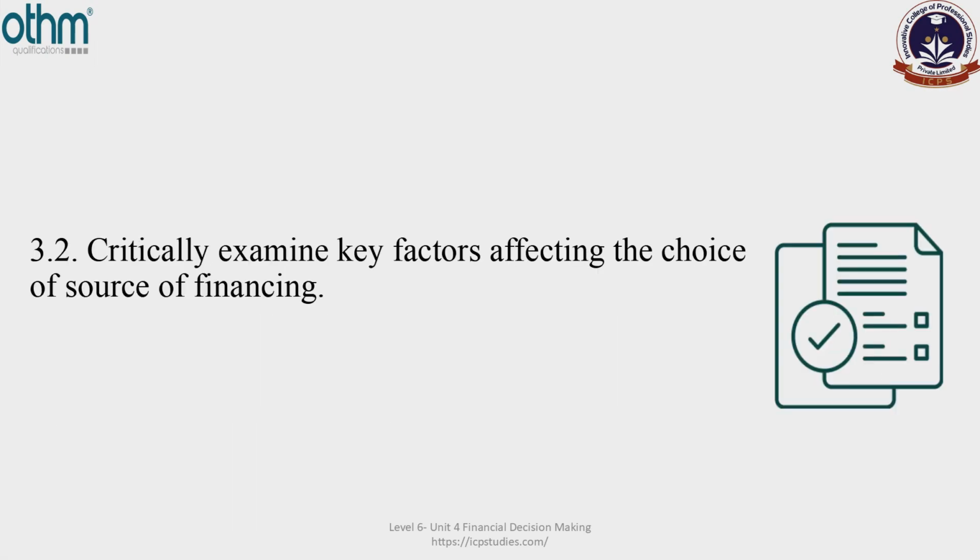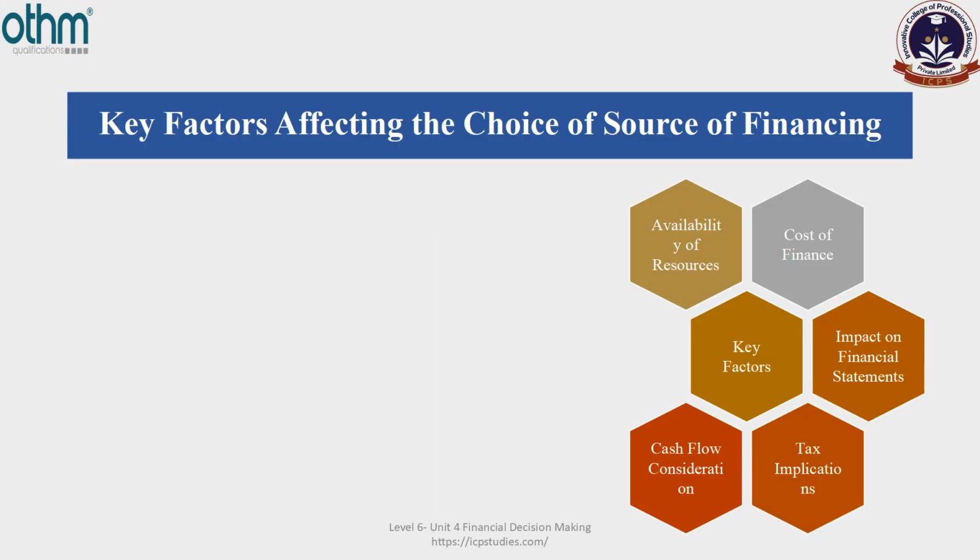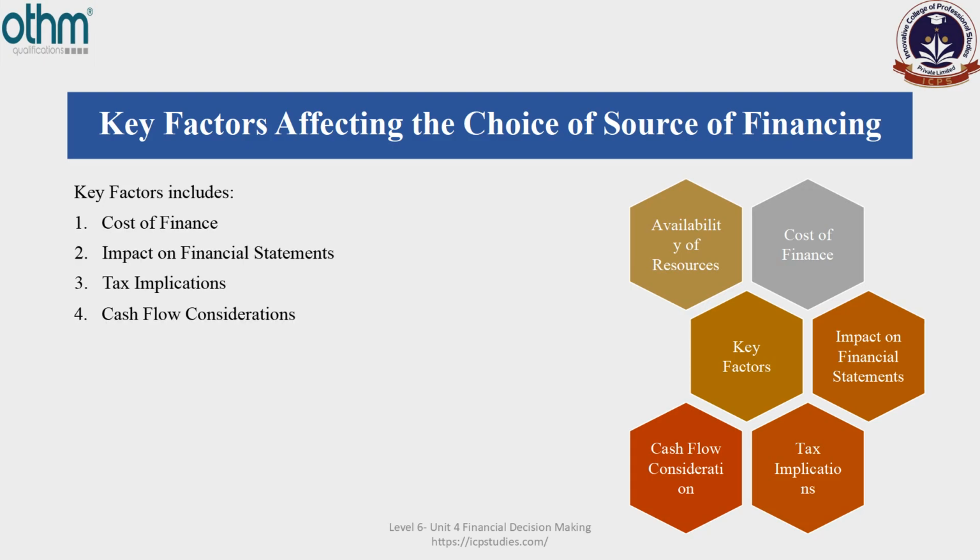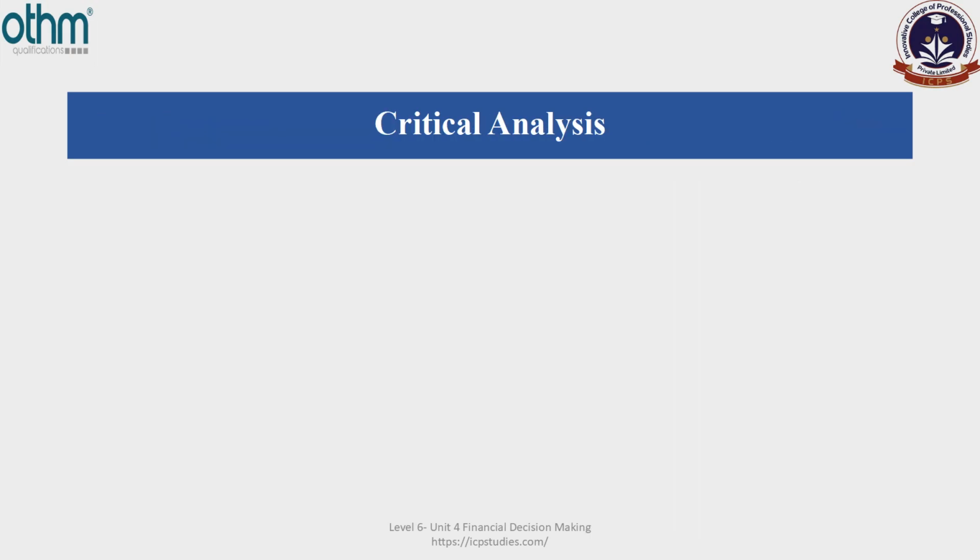Now we have the second assessment criteria, in which we critically examine the key factors that affect the choice of source of financing. So we have some key factors, for example, cost of finance, impact on financial statements, tax implication, cash flow consideration, and availability of resources.